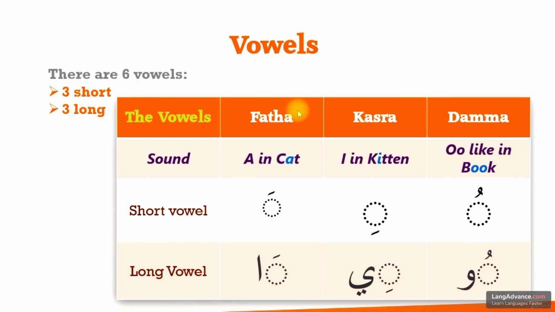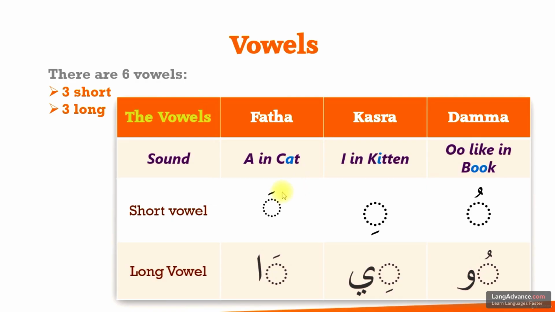So we have the 3 types of vowel: fatha, kasra, and dhamma. Fatha has a sound a. Kasra has a sound i. And dhamma has a sound u. So fatha is like the a in cat. Kasra is like the i in kitten. And dhamma is like the u. So it's a, i, u.